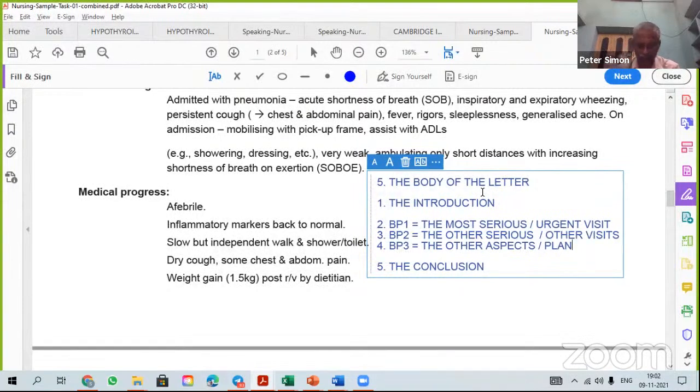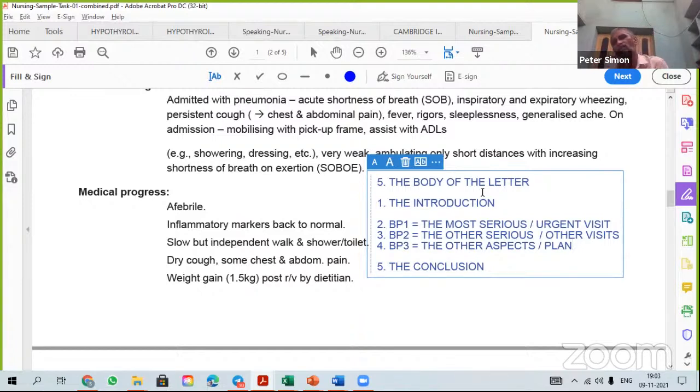So first one, during admission, what is his condition? That is BP1, because this is a discharge letter. And the second paragraph will be after operation, post-operatively. How he is recuperating, how he is improving, what is his status, what are the treatments provided, what are the services offered, all these things will come there.